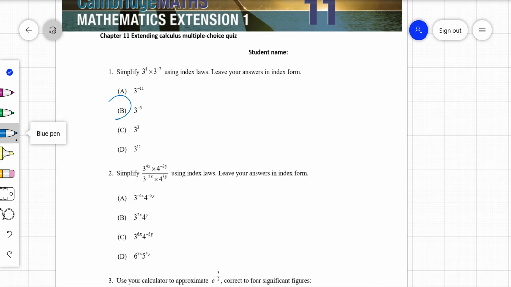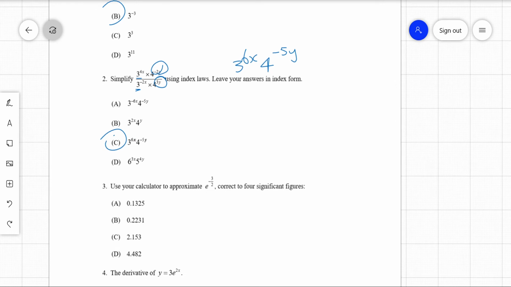If we look at question 2, we're looking for the same bases, so these both have base 3. So it's 3 to the power of 4x take away, because divided is take away, minus 2x, 4x minus 2x, so that's 6x. And the other base is 4, and we've got negative 2y minus 3y, so that's negative 5y. So that one is C. So just using our index laws there.